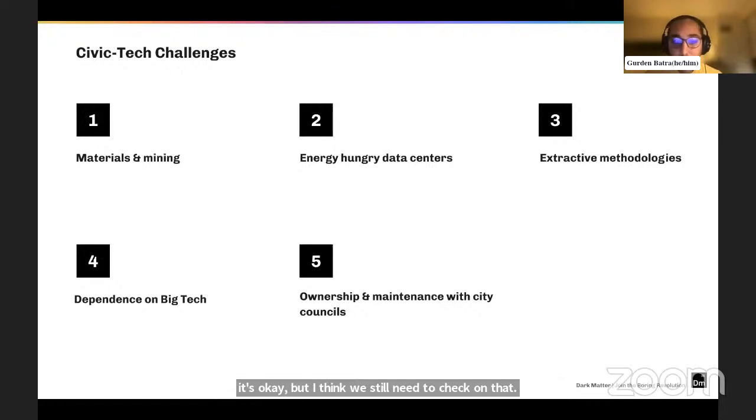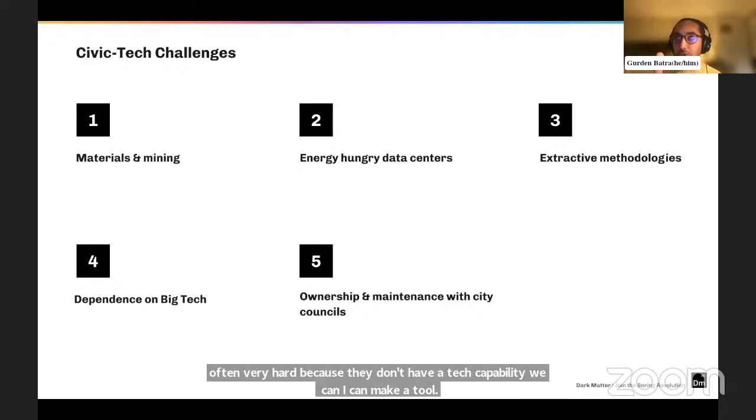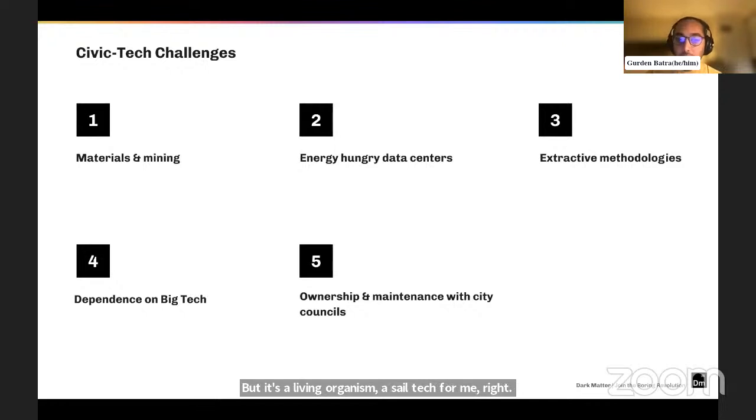And the last one, I think I would have to open up in the conversation later. Working with city councils is often very hard because they don't have the tech capability. I can make a tool, but civic tech for me is a living organism, right? They need to take it over and give it life and maintain it and take ownership. But sometimes it's very hard. And Dark Matter Labs is not a consultancy. We are not a dev agency. So I don't know, we're still figuring it out. What is our role working with councils?